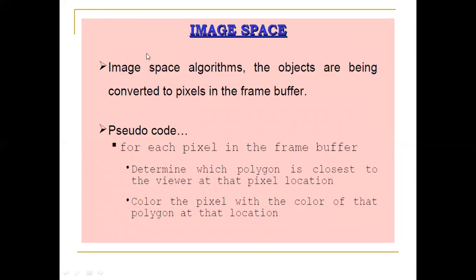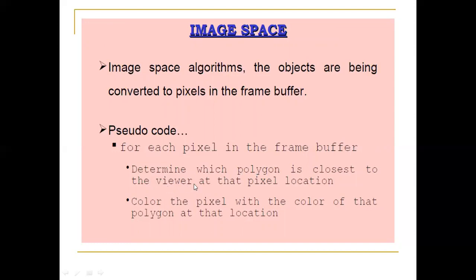In the image space algorithm, whatever objects are there in the scene are first converted directly to pixels in the frame buffer. The pseudocode is like this: for each pixel in the frame buffer, determine which polygon is closest to the viewer at that pixel location. Whichever polygon is closer to the viewer is the one we pick.